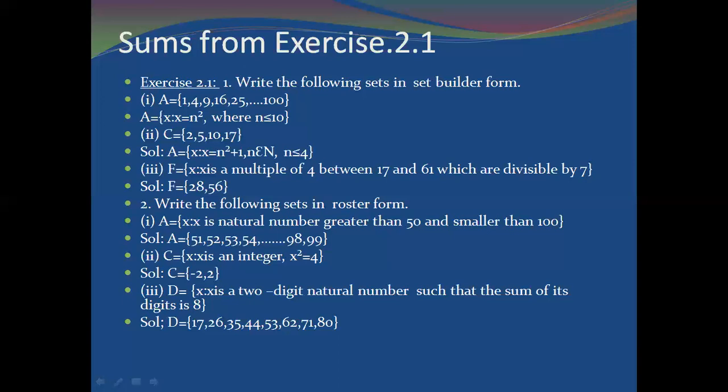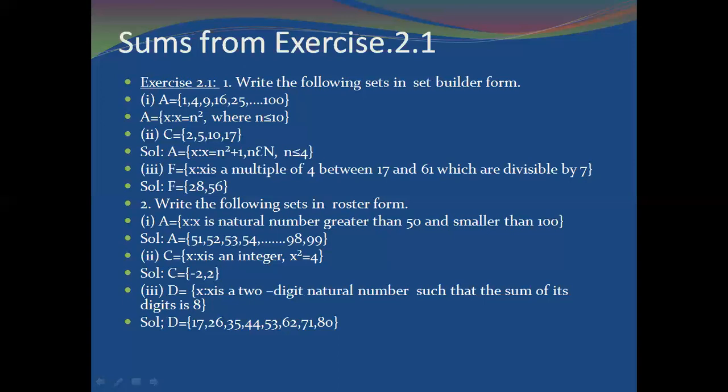So 1 squared is 1, 2 squared is 4, 3 squared is 9, 4 squared is 16, 5 squared is 25, and so on. At last 10 squared is equal to 100. That is why n lies between 1 and 11, so we can write it as n less than or equal to 10.